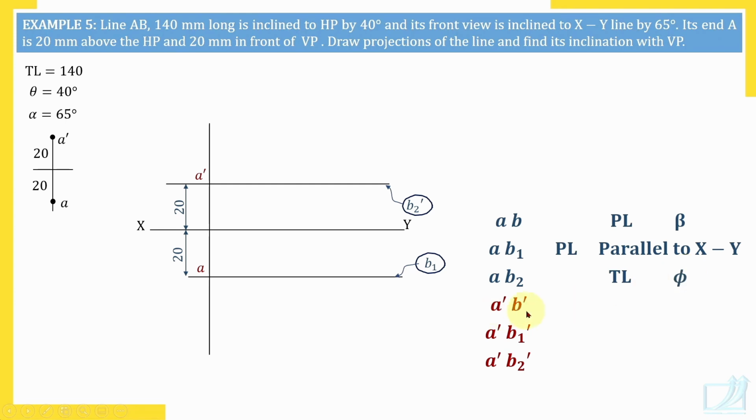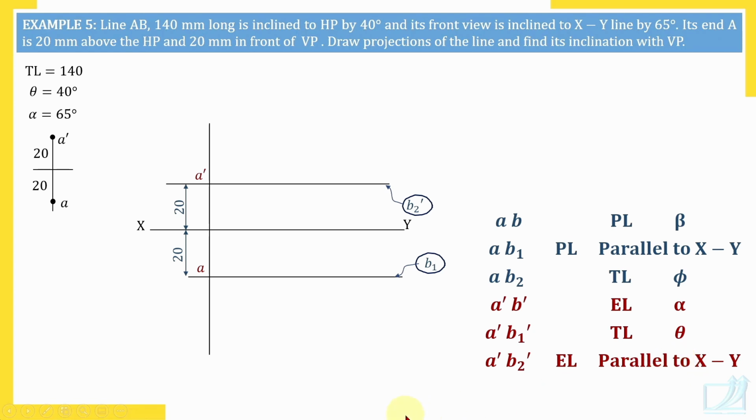A dash B dash has length EL and angle alpha. A dash B1 dash has true length and angle theta. A top view carrying suffix 2 is a true length top view, and a front view with suffix 1 is a true length front view. Okay, and true length always gives true inclination. A dash B2 dash is EL, parallel to the XY line. It is a horizontal view, and that is why we are sure that on this horizontal line B2 dash is, because A dash B2 dash is always horizontal.